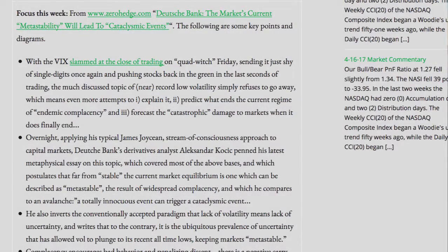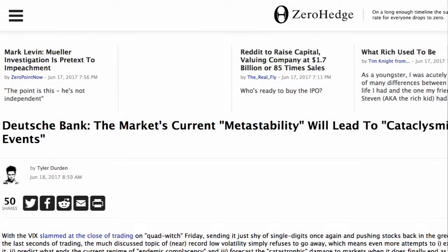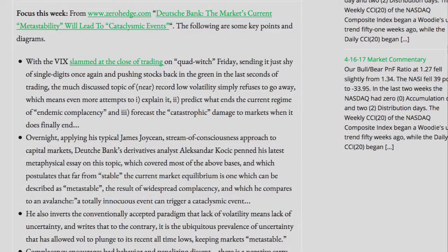Focus this week from www.zerohedge.com. Deutsche Bank. The market's current metastability will lead to cataclysmic events. The following are some key points and diagrams.